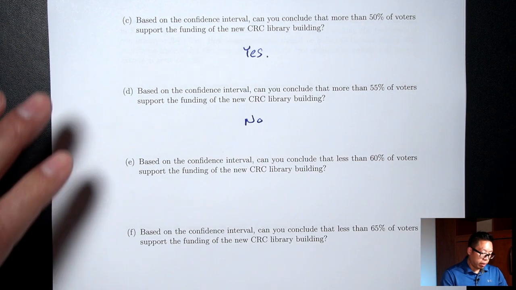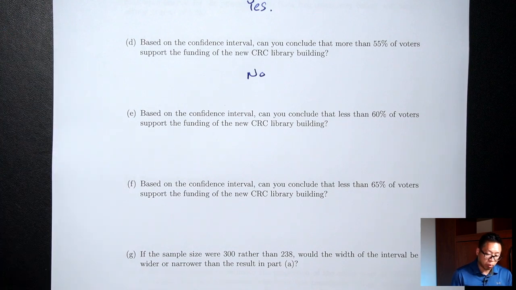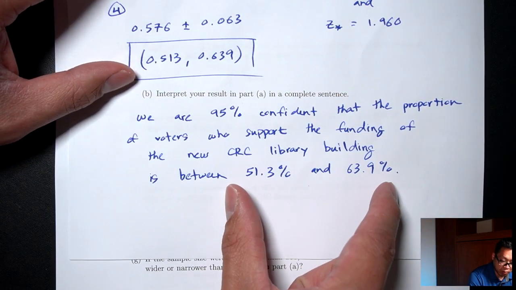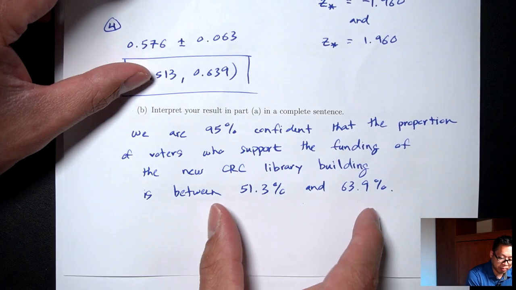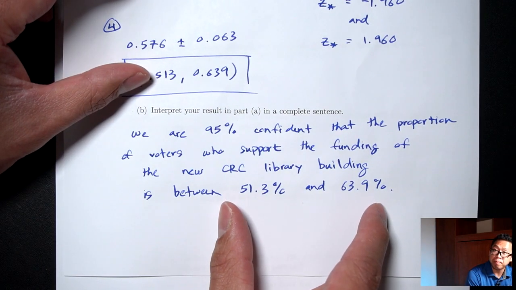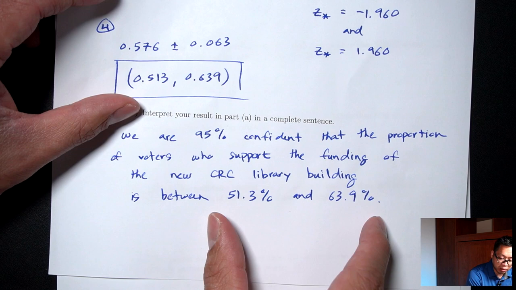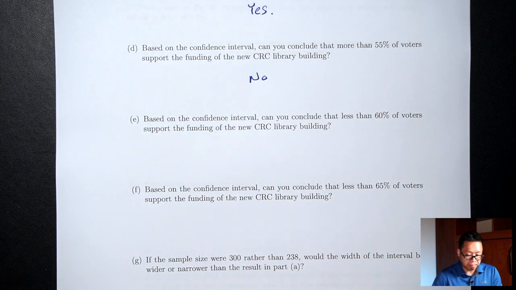Part E, based on the confidence interval, can you conclude that less than 60% of the voters support the new CRC Library Building? So looking at our confidence interval, are all of the numbers in our confidence interval less than 60%? No, right? 63.9% is definitely not less than 60. So not every number in our confidence interval is less than 60. It's going to be a no.